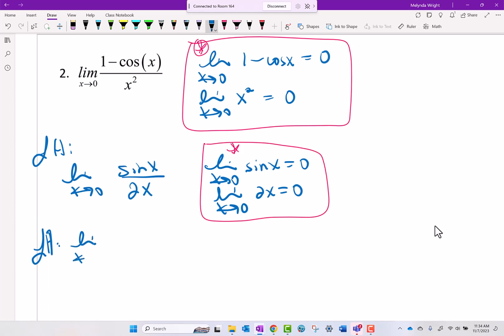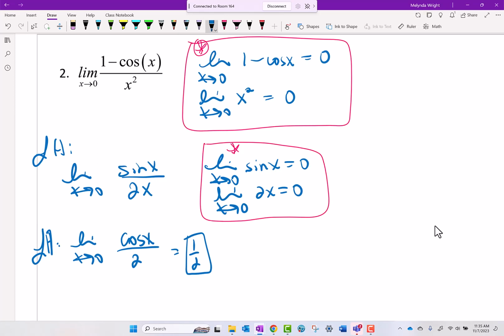So the limit as x goes to 0. Let's see, the derivative of sine is cosine. And the derivative of 2x is 2. So cosine of 0 is 1, and I get 1/2. Which is the exact same thing I would have gotten using the special limit, right?